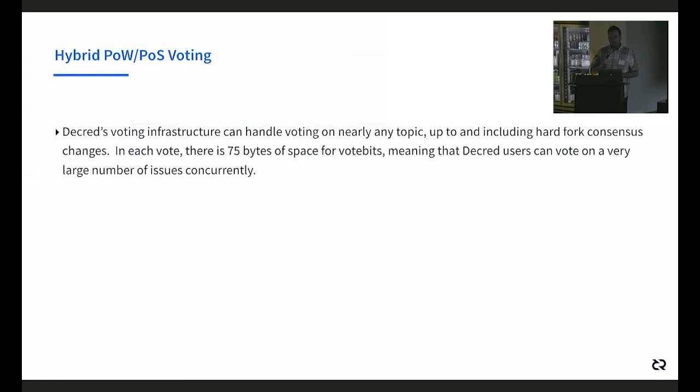600 bits. So you could vote on easily 100 different things at a time. Not that I think that's such a great idea. I just figure it's possible.